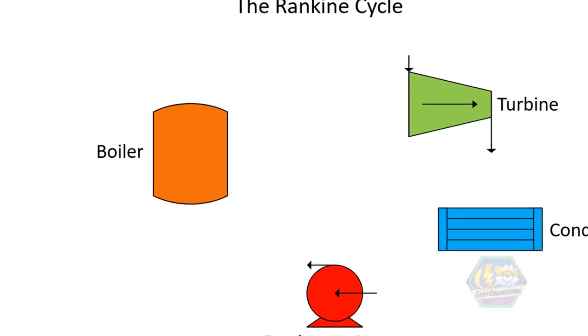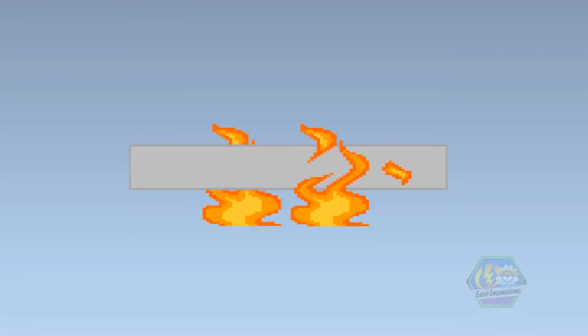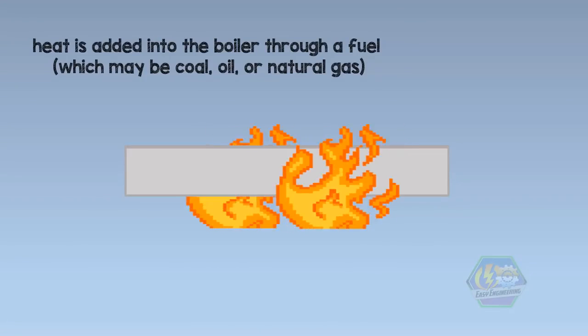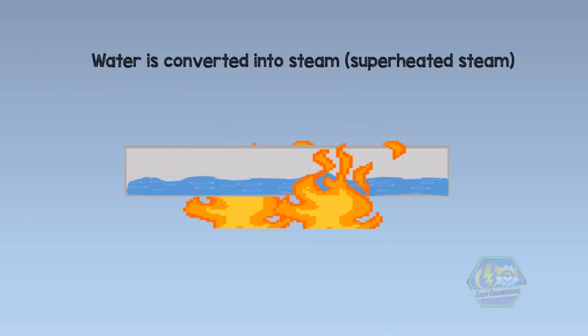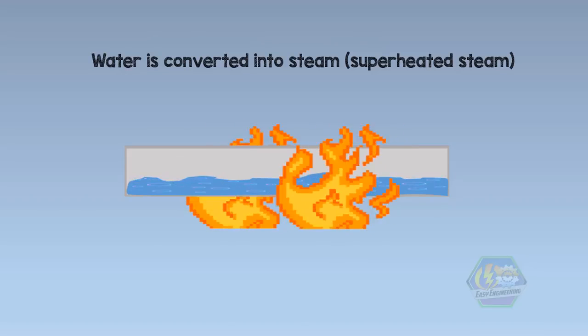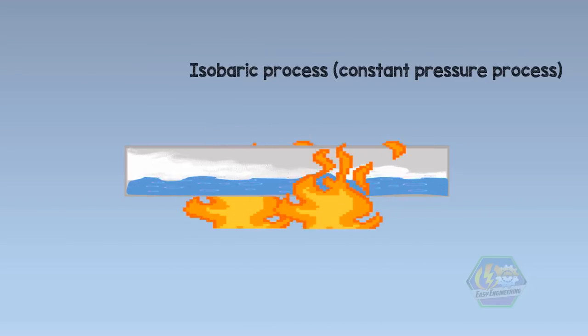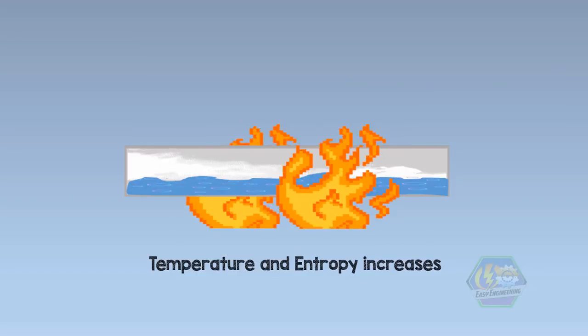For process 1 to 2, the boiler, these are the things that we need to remember. Since the boiler is a heat exchanger equipment, heat is added into the boiler through a fuel, which may be coal, oil, or natural gas. Here, water is converted into steam or superheated steam. This is an isobaric process, or a constant pressure process. The temperature and entropy for this process increase.